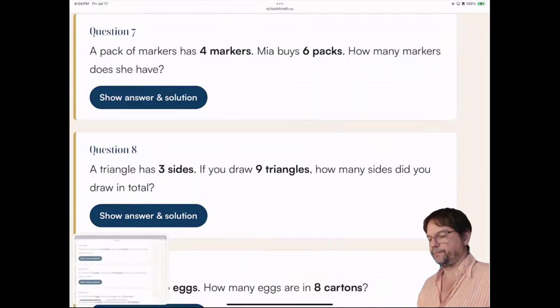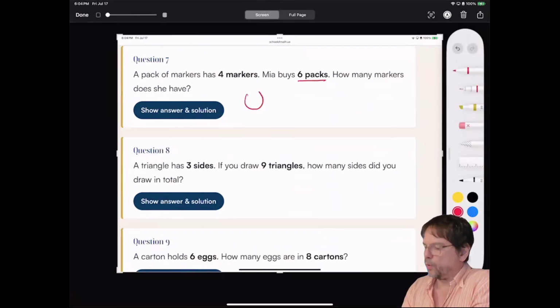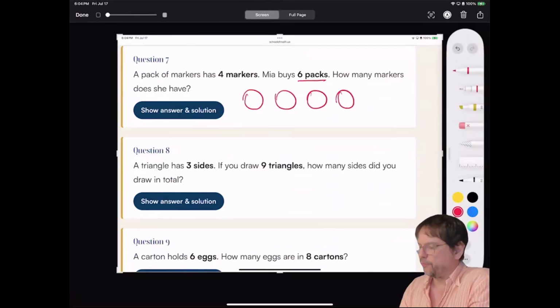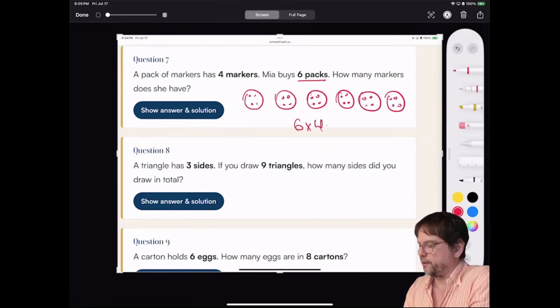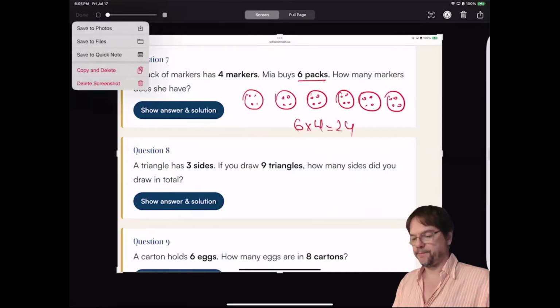So, a pack of markers has 4 markers. 6 packs. 1, 2, 3, 4, 5, 6. 4 markers each one. So it's 6 times 4, 24. Super easy? Okay.